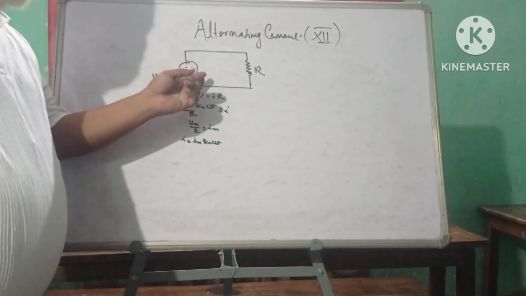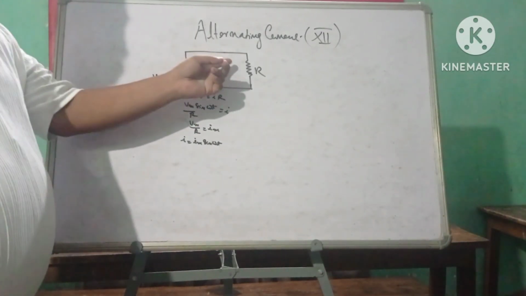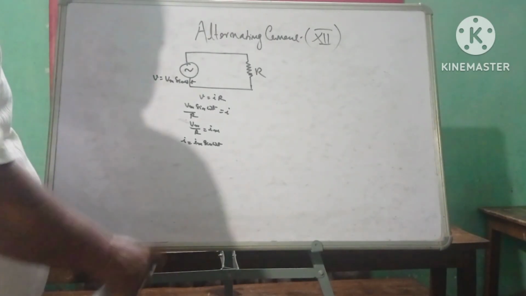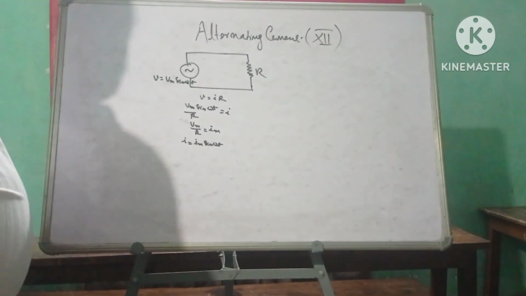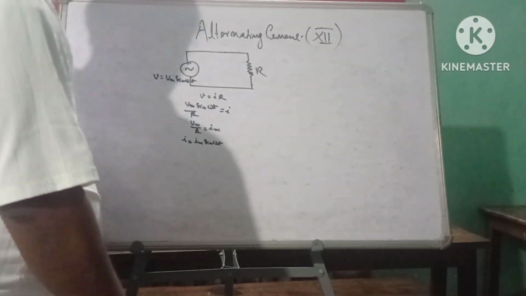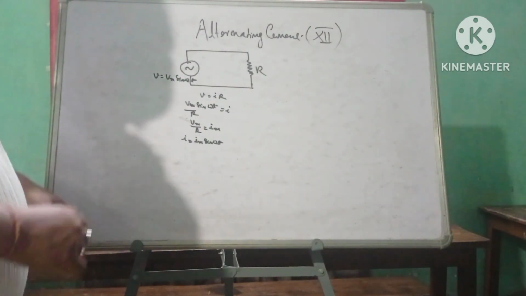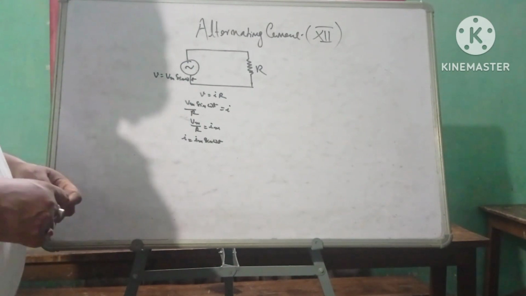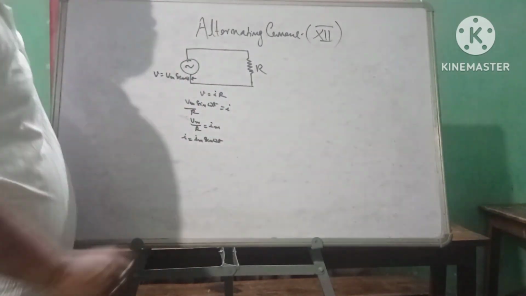Now the point is, why did we not use Ohm's law in this case? We used Kirchhoff's law, that is, in this loop the summation of potential is 0. Why did we not use Ohm's law? Because Ohm's law is actually used for DC current. Remember that.